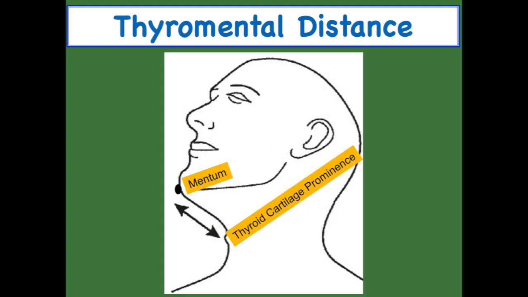One of the other tools we use is thyromental distance. What you want to do is use your fingers going sideways from the thyroid cartilage along the bottom of the neck underneath the chin, and you calculate how many finger breadths it takes to go from the thyroid cartilage to the mentum, which is the chin. And we chart those as finger breadths.